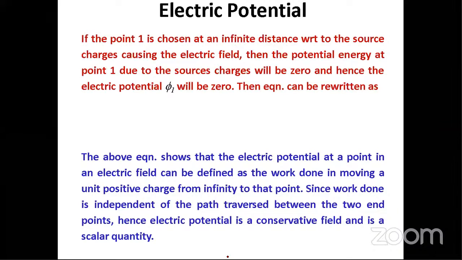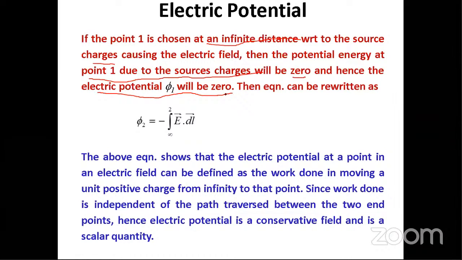Now in that previous case, point 1, if you choose that point at an infinite distance with respect to the source charges causing the electric field, then the potential energy at point 1 due to the source charges will be 0. And hence the electric potential phi1 will be 0. So then you can write that equation in that form.